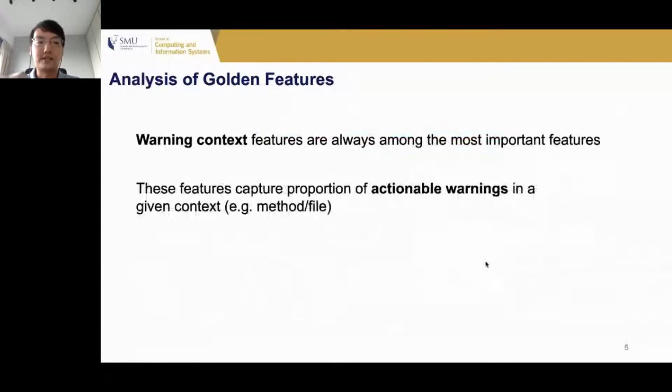So one interesting class of features among the golden features are the warning context features. These features essentially capture the proportion of actionable warnings within a given context, such as a method or a file. So the intuition here is that if developers have historically fixed warnings related to a given method, then if in the future we see warnings related to this method, developers may be more likely to fix these warnings.